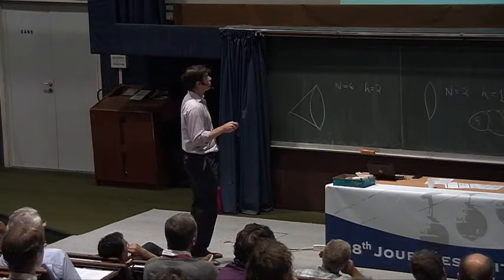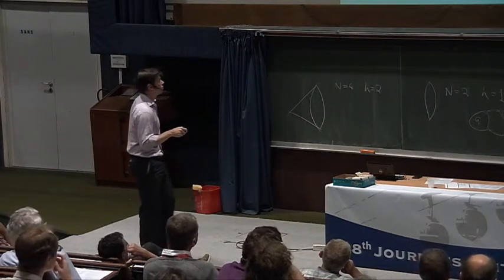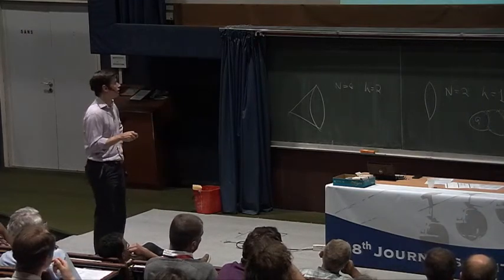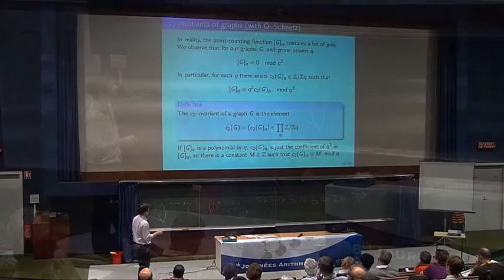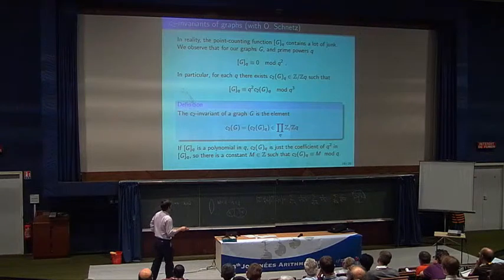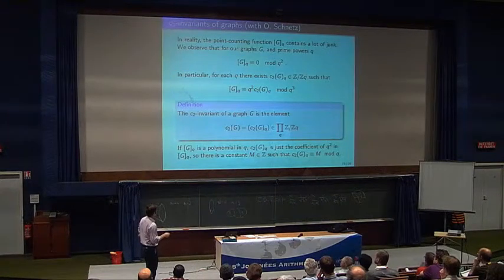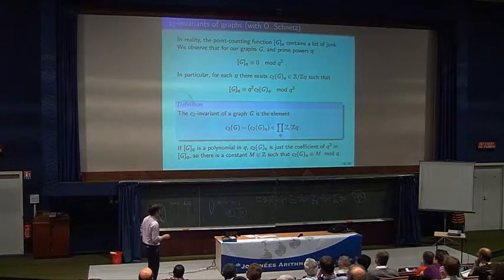And the reason it's called the C2 is that if it were the case that the point counting function were polynomial, it's not always the case, but if it were, then this thing would just be the coefficient of q squared in the point counting function. So since the point counting function is defined over the integers, it would mean that there is a constant m such that C2 of g is congruent to m mod q.